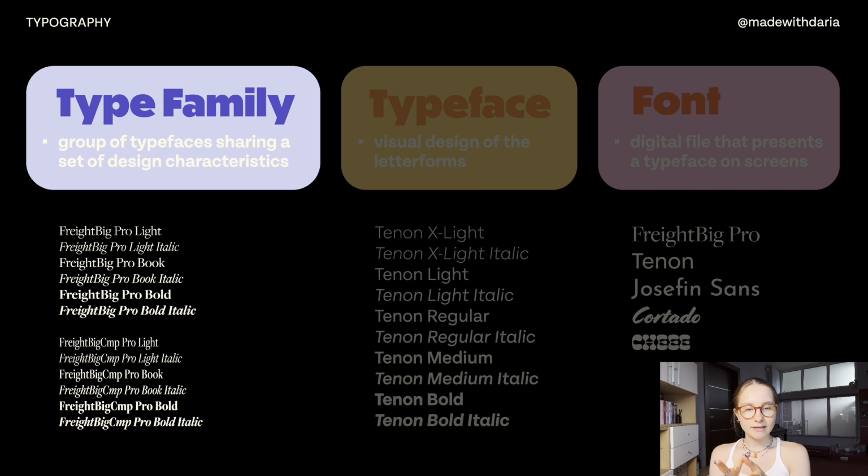A type family not only includes this typeface and all of its styles, which are like light, book, bold, and whatnot, it also includes all of the variations of this typeface. And you can have a rounded version, maybe an old styled version, maybe a more kind of calligraphic version. All the versions, stylizations of this typeface is called a type family.